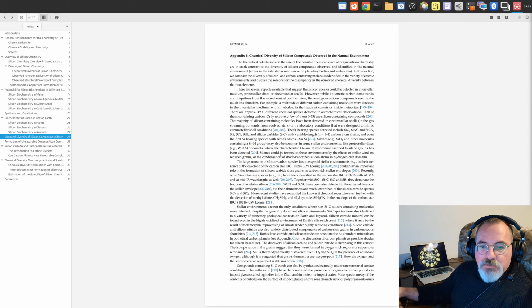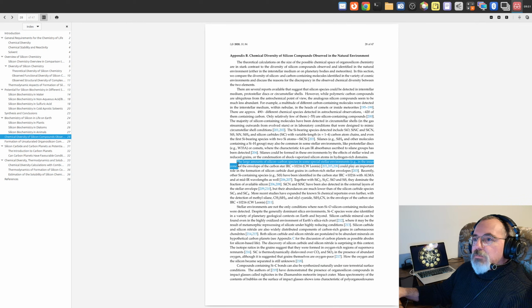Silanes could be formed in these environments by the effects of stellar wind on reduced grains or the condensation of shock vaporized silicon atoms in hydrogen-rich domains. It's actually kind of important to note here that, as they say, while large quantities of complex carbon molecules have been detected in space, very few, relatively speaking, and significantly simpler silicon molecules have been detected, which does argue against the possibility of silicon-based life.